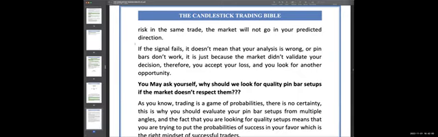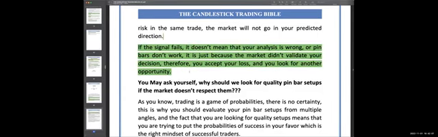Pin bars don't always work. It is just because the market didn't validate your decision. Therefore, you accept your loss and you look for another opportunity.